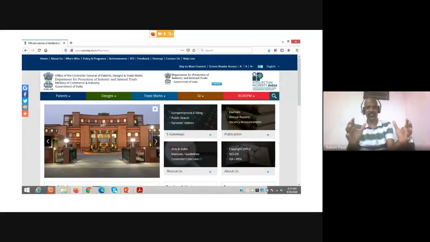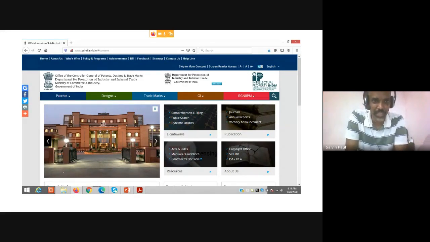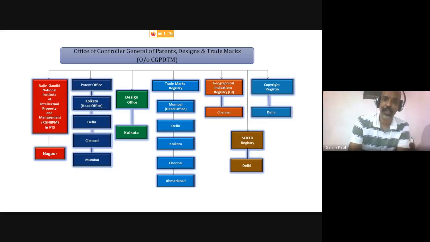Now you will see a picture. This picture is very important in the context of intellectual property rights. This is the office of the Controller General of Patents, Designs and Trademarks. This office works under the Department for Promotion of Industry and Internal Trade under the Ministry of Commerce and Industry. You will see there are various sections, for example patents, designs, trademarks, geographical indications. These are the various species that constitute intellectual property rights. There are many others which we will discuss in the following PPT.